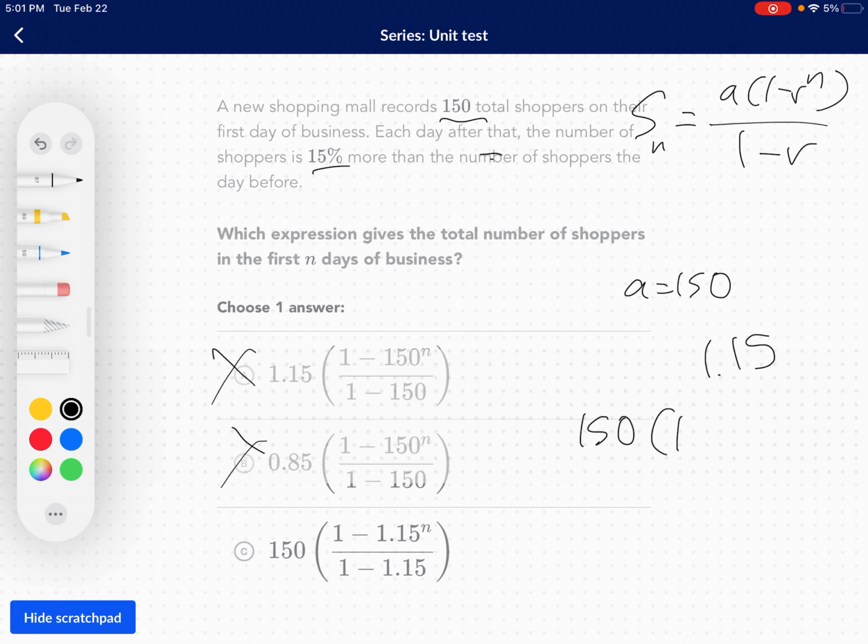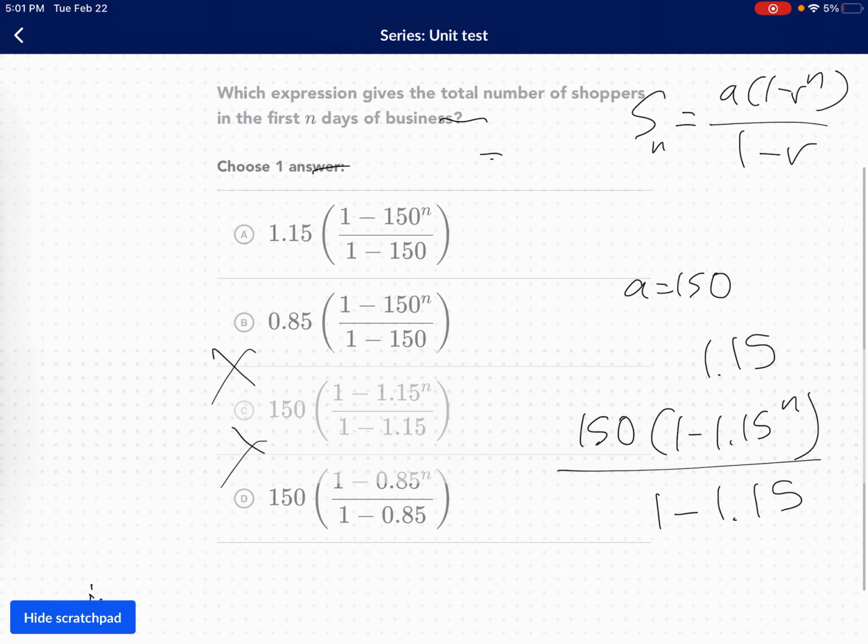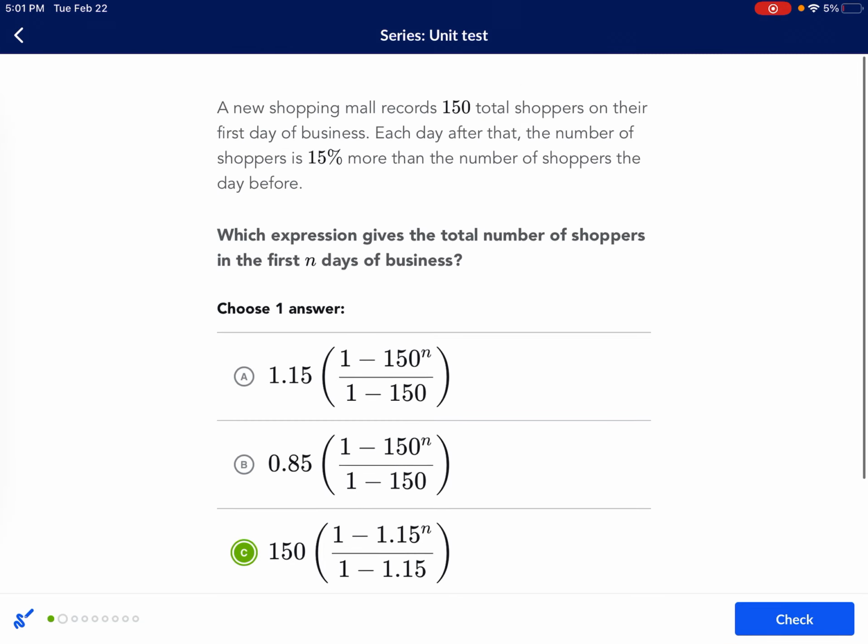So 150 times (1 minus 1.15 to the n power) over (1 minus 1.15). All right, and that one is C.